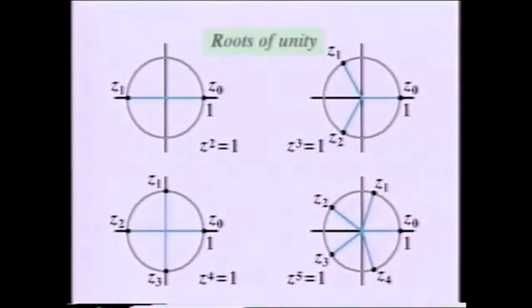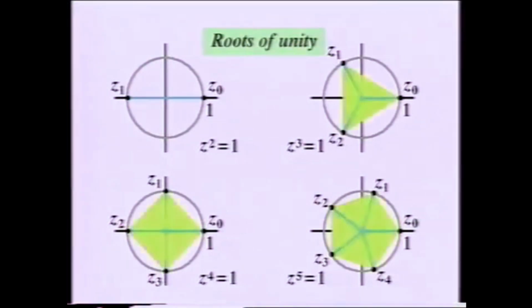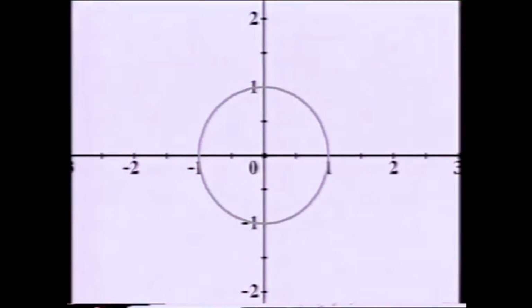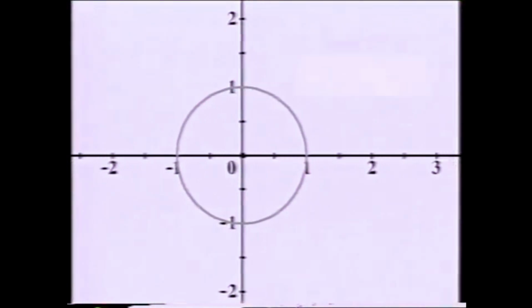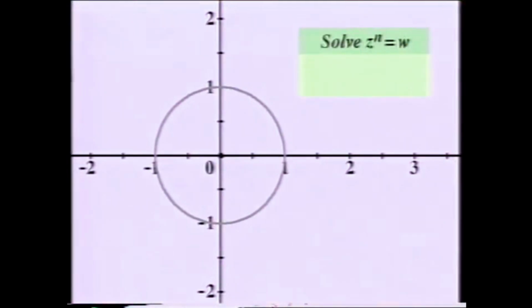And for the same reason there are n complex numbers z such that z to the power of n equals 1. They're called the nth roots of unity, and they form a regular n-sided polygon. A similar approach can be used to solve any equation z to the power of n equals w, for any complex number w, whether or not it lies on the unit circle.